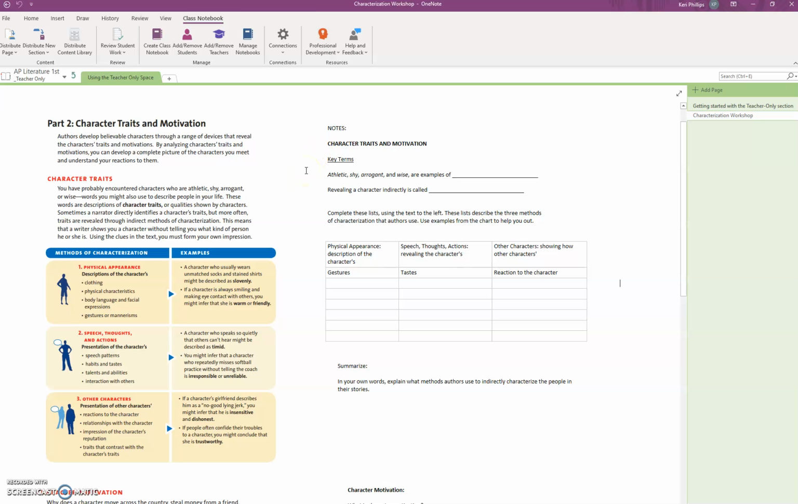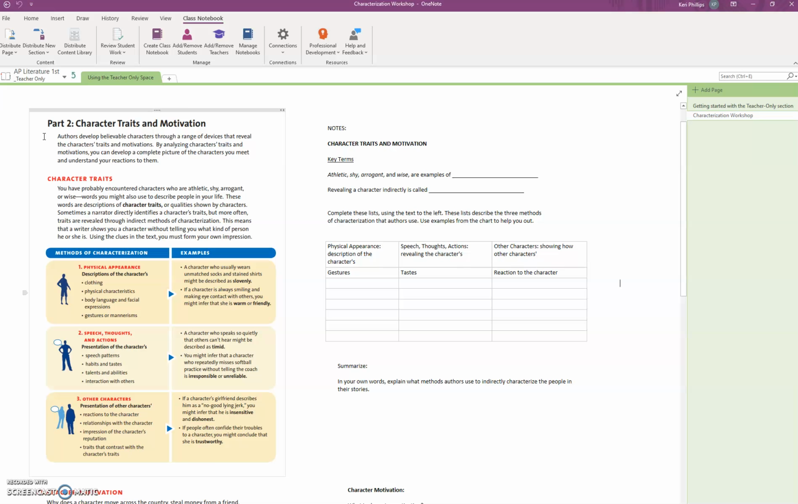So yes, you need to know about characters, you need to know their name, you need to know their general role, but at a deeper level, there's more going on with characters than just, are they the protagonist or antagonist? There's more to it. So, at the first part here, it says authors develop believable characters through a range of devices that reveal the character's traits and motivations. By analyzing the character's traits and motivations, you can develop a complete picture of the characters you meet and understand your reactions to them.